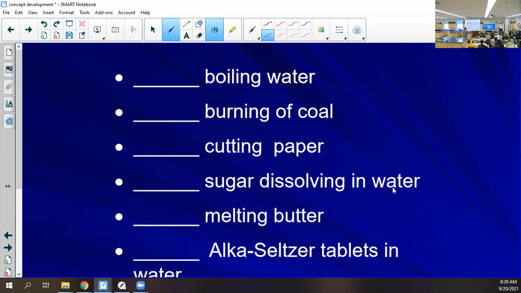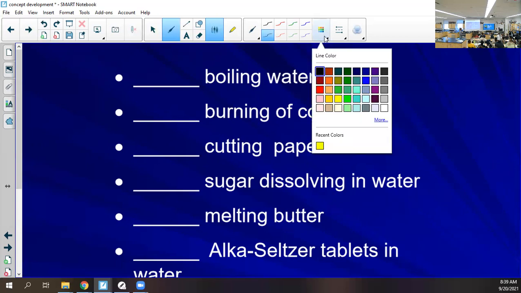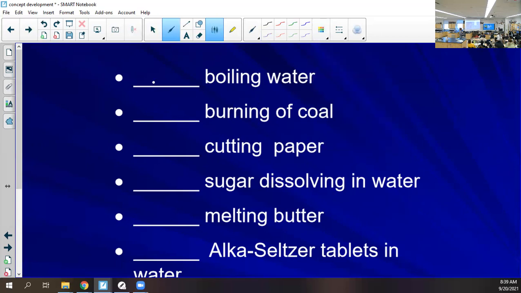So boiling water. When you boil water, it goes from a liquid to a gas. Does anything else change about it though? No. So we would say this is a physical process because it's still water. It's just hot water. It's steam, right? But it is still H2O.